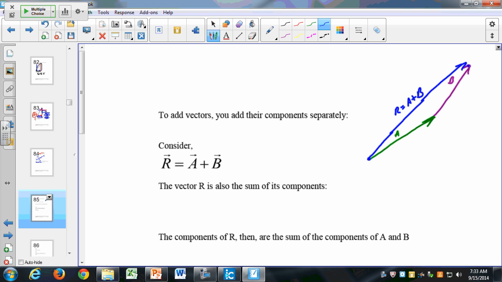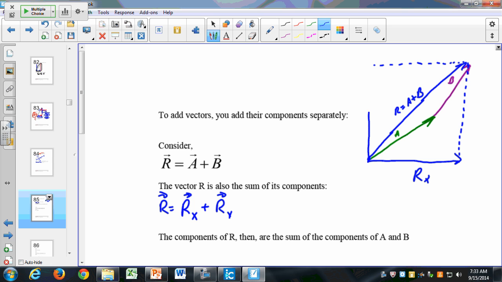So if I have a vector R is equal to A plus B, the vector R is also going to be the sum of its components. That's to say that R will equal Rx plus Ry. Right, we've already shown that's true. So if I sketch that out over here, I can drop down my R vector to the x-axis. And then that gives me the x component of R, so this is Rx. And then if I drop it over to the y-axis, this is my y component of R, or Ry.